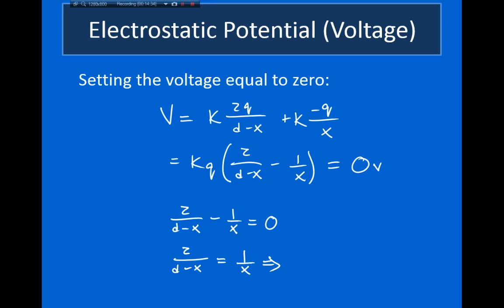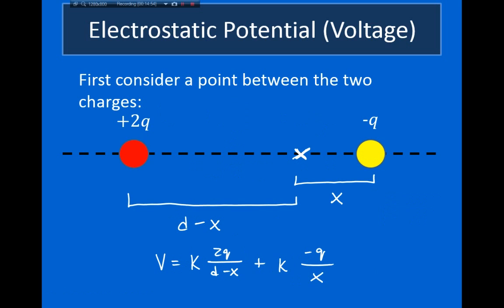If I do that, I'm going to get 2X is equal to D minus X. If I add the X over here, I'm going to have 3X is equal to D. So I'm running out of room here, but X is going to be equal to D divided by 3. So this is my first solution here. If X is equal to D divided by 3, then the voltage is going to be 0.